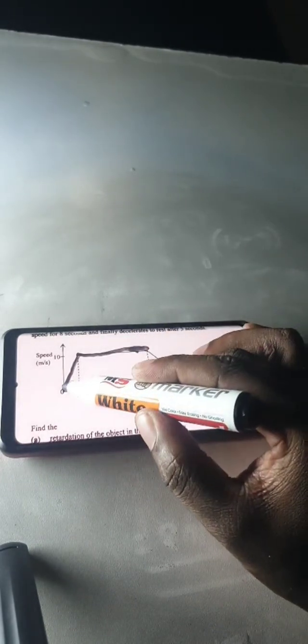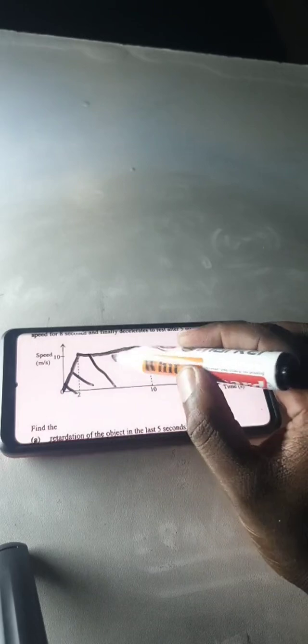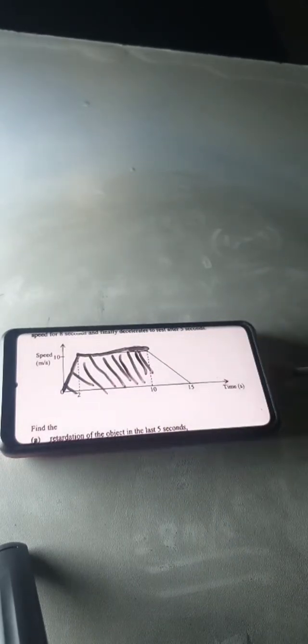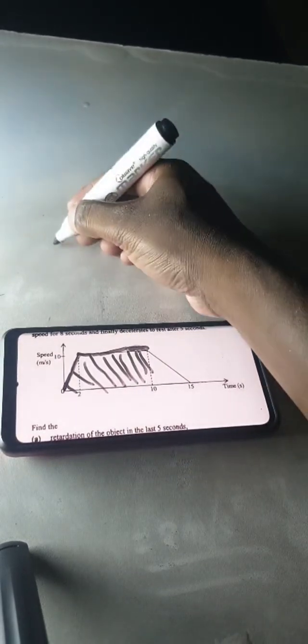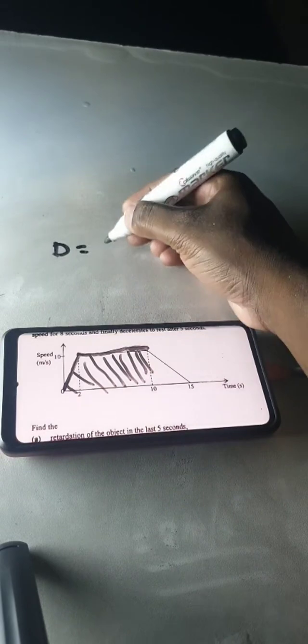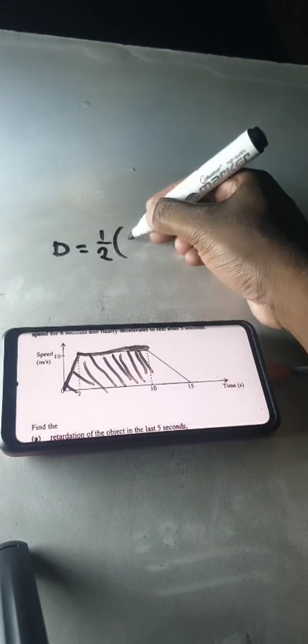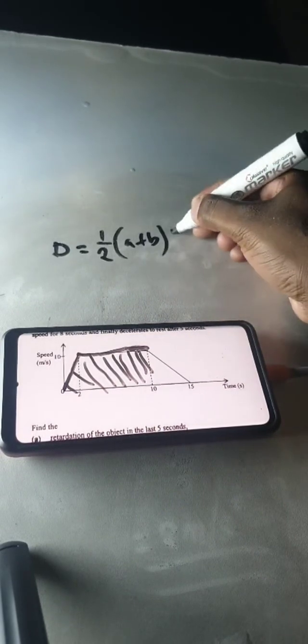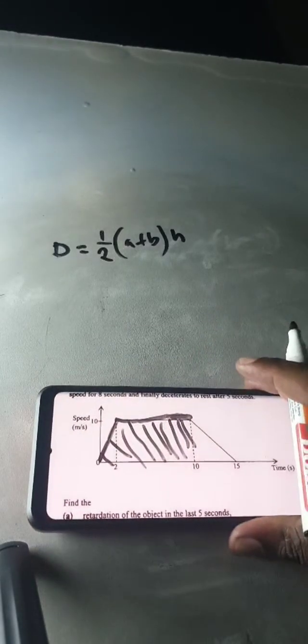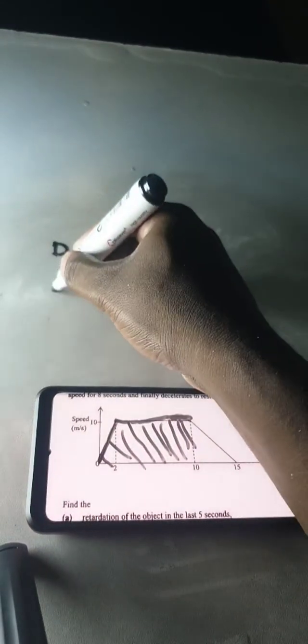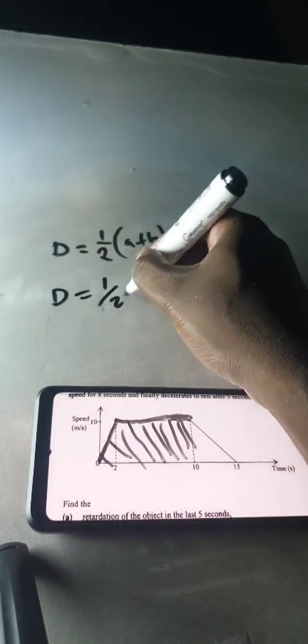So now how do we find this distance? We're going to use the area of a trapezium. That area of a trapezium will help us as a distance. So distance is equal to half (a plus b) times h.